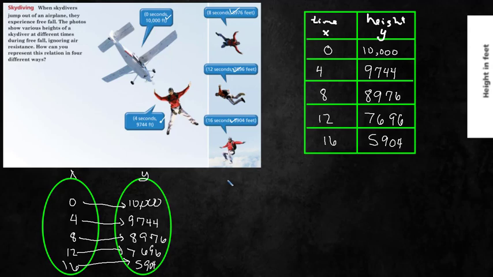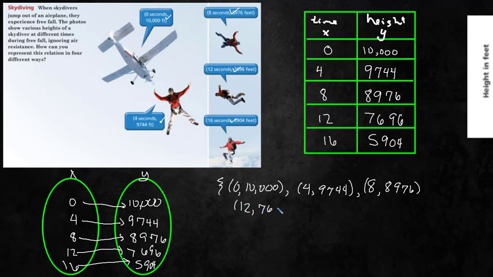The other method is just the ordered pair, which is pretty much what we just had, but we can also write it in the set notation with the ordered pairs: (0, 10,000), (4, 9,744), (8, 8,976), (12, 7,696), and (16, 5,904). And then close your set brackets.